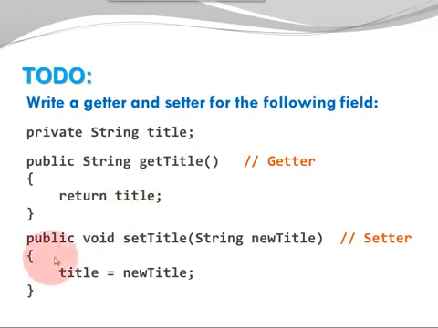Now here is my setter. Notice the name, set title, the prefix set, doesn't return anything, return type void, but it does have one parameter. The parameter provides the new value for my field. I just call it new title, and I'm using this newly provided value to assign it to my field. The field has to be on the left hand side of my assignment operator, and the parameter type has to match the field type.